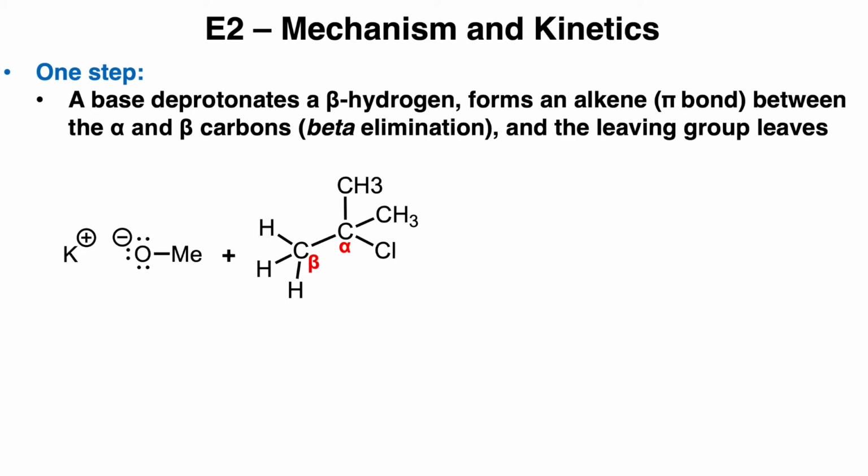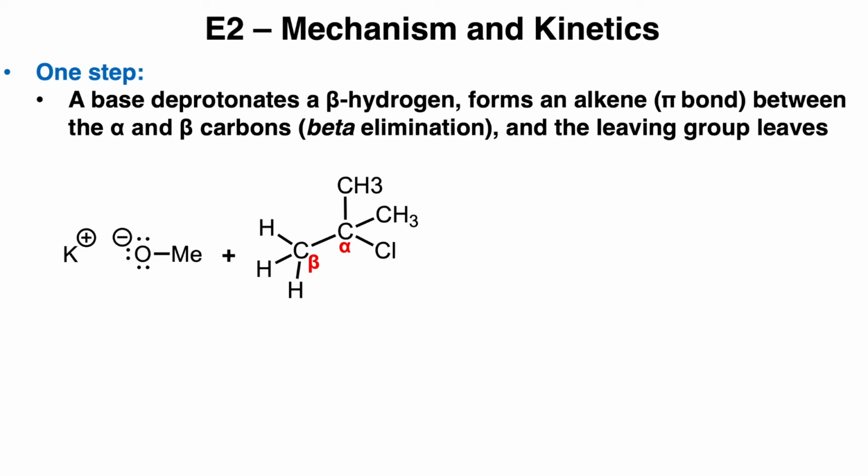E2 is a one-step reaction where a strong base deprotonates a beta hydrogen, forms an alkene or pi bond between the alpha and beta carbons, and then the leaving group leaves. So in total, 3 arrows need to be drawn.